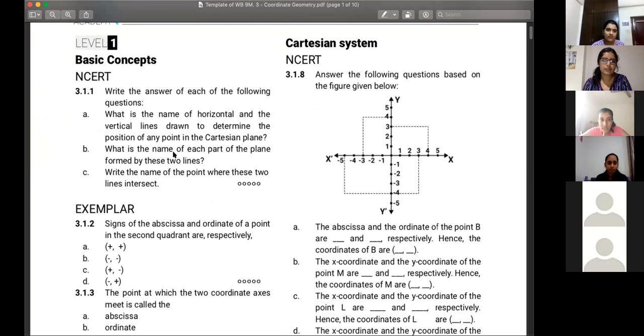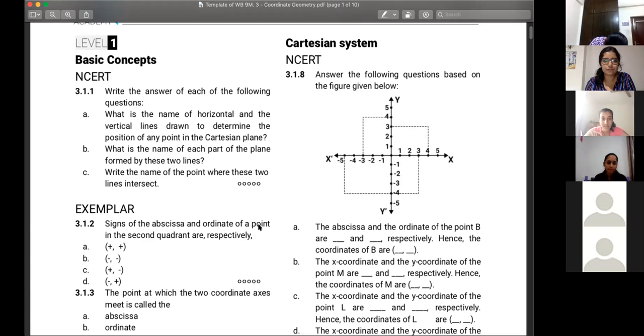Samriddhi, what is the name of each part of the plane formed by these two lines? Quadrants. First quadrant, second quadrant, third quadrant, and fourth quadrant. Very nice. Ashka, write the name of the point where the two lines intersect. The lines being x-axis, y-axis. Where do they intersect? Meeting point. Oh, the origin? Correct.